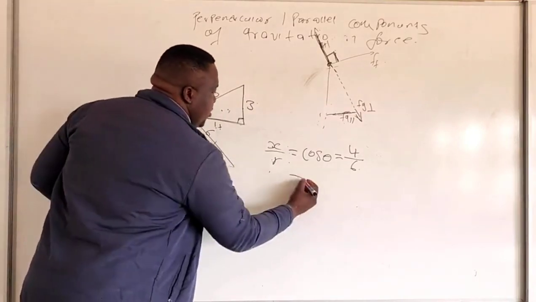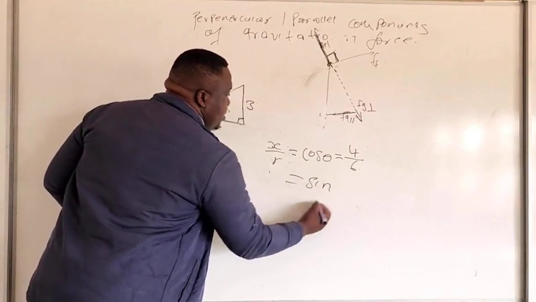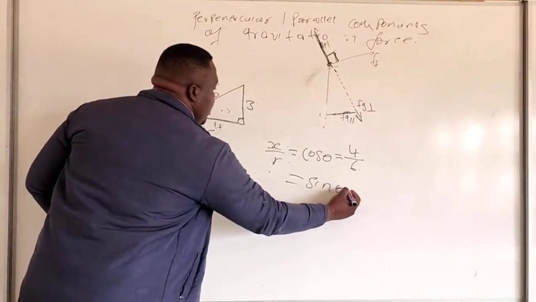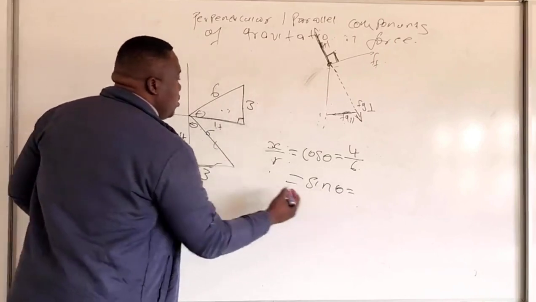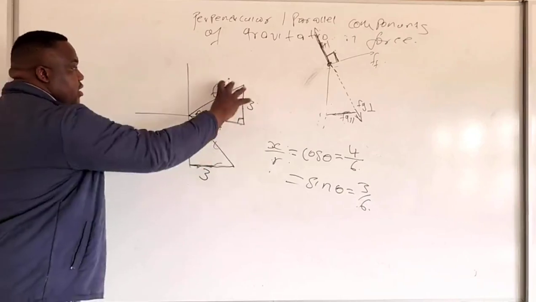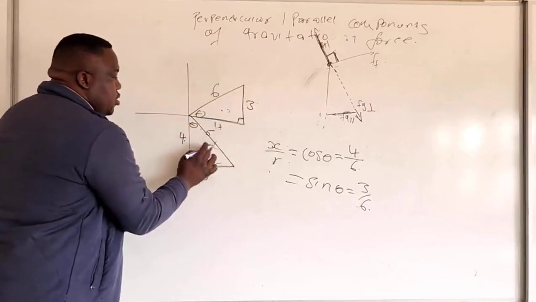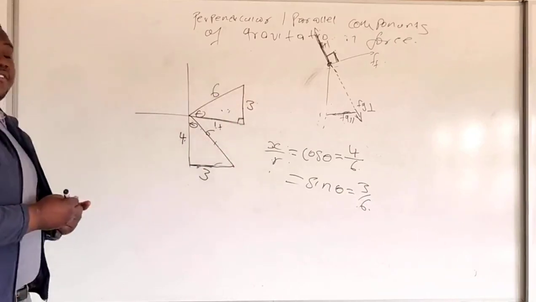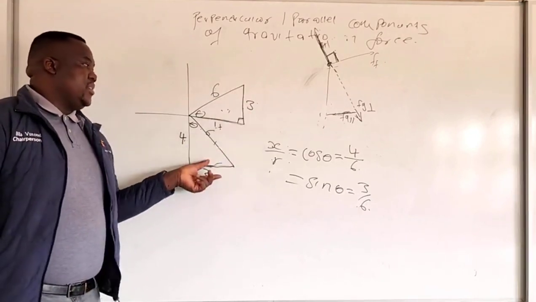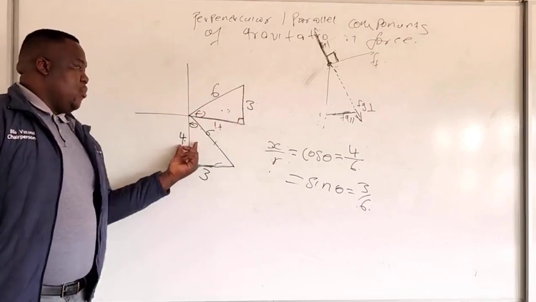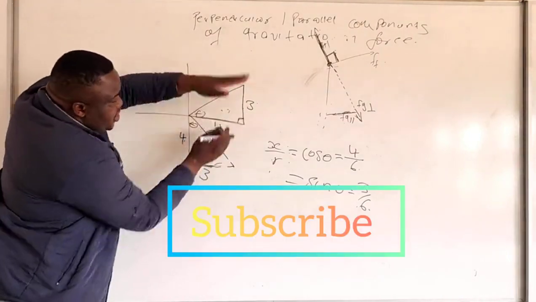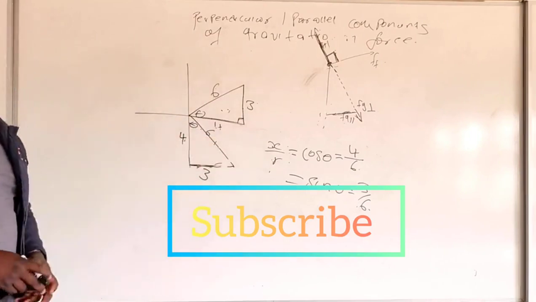Okay, it's important that I write this so that you can see. Sine theta is equal to y over r, which is 3 over 6. Okay, I want you to see something. We take this triangle and shift it to become like this. It's the very same triangle. You can see that this y will become x and this x will become y. We just put it here and shifted it like that, the very same triangle.